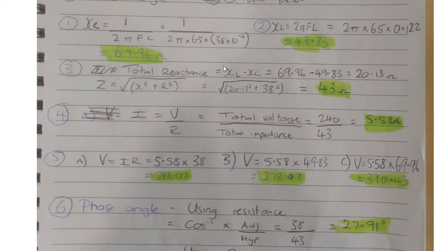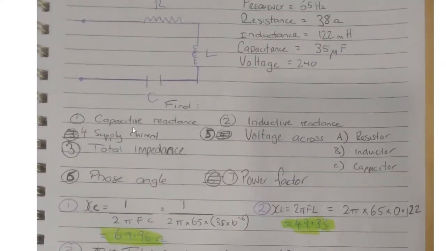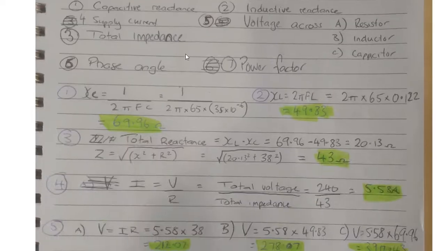So the square root of those two squares added together is 43 ohms. Nice and round number there. So that is my total impedance, is going to be 43 ohms. Next question, number 4, was find the supply current.